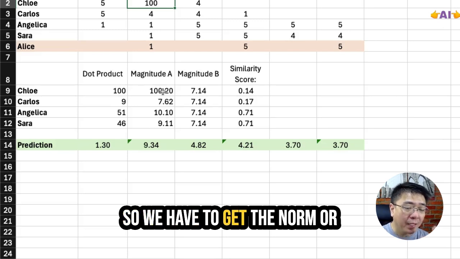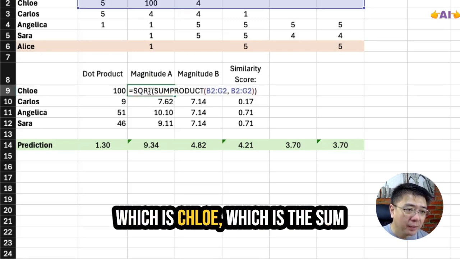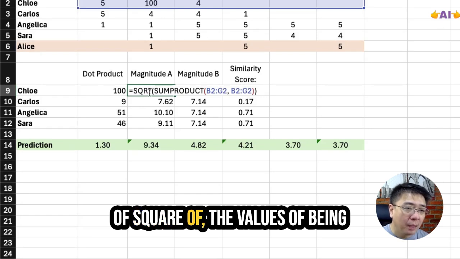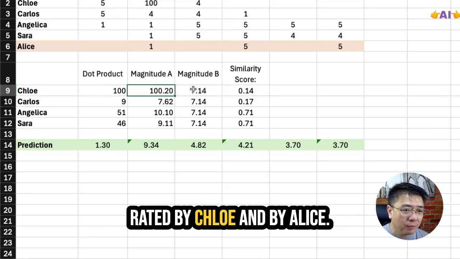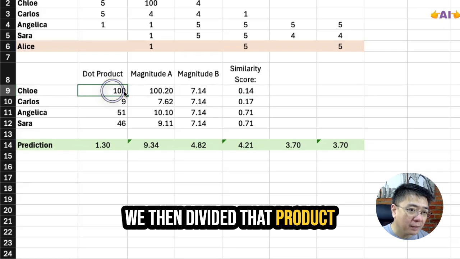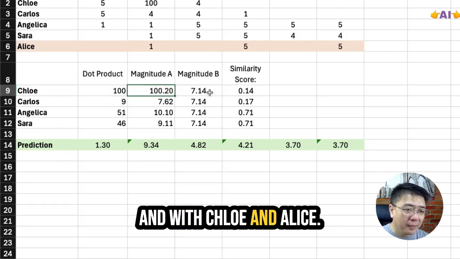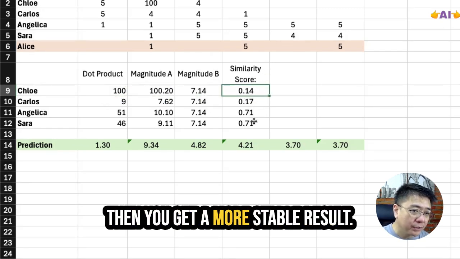So we have to get the norm, or the magnitude, of both users, which is Chloe and Alice, which is the square root of the sum of squares of the values rated by Chloe and by Alice. We then divide that product by the magnitude of Alice and of Chloe. Then you get a more stable result.